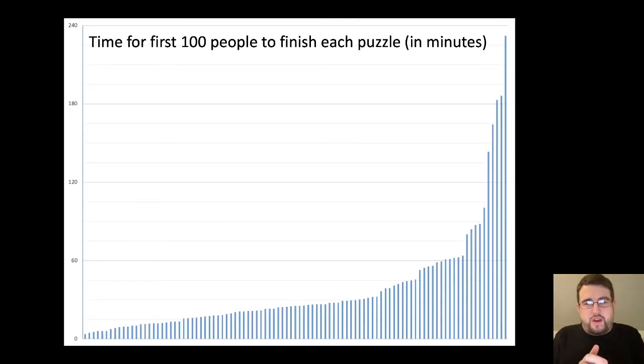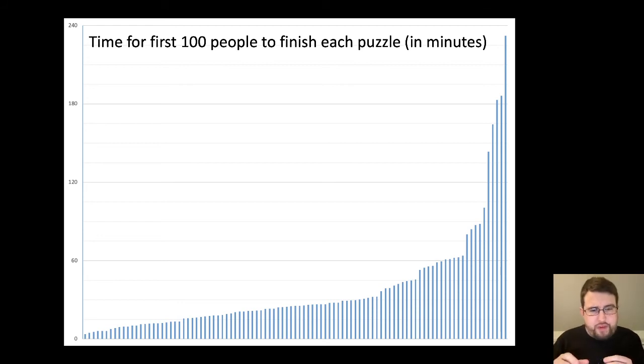Here's a graph of the first 100 people to finish each puzzle. I forget what set this is. This might only be a year or two, but I don't remember which one. But you can see the typical amount of time it takes for the fastest 100 people to solve, who by the way are often a bunch of competitive programmers, so it's not really a good estimate of difficulty, but it is a good estimate of how involved it is, maybe.